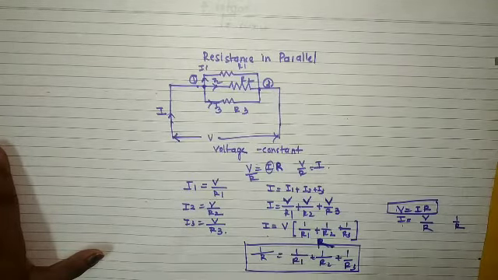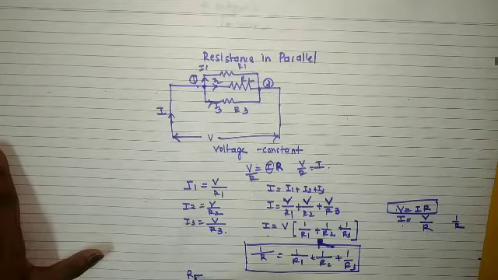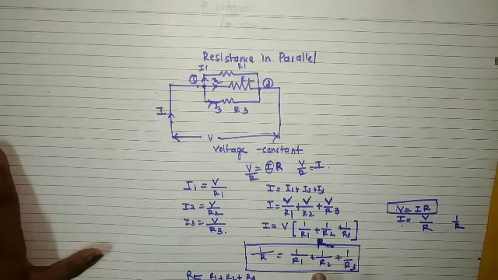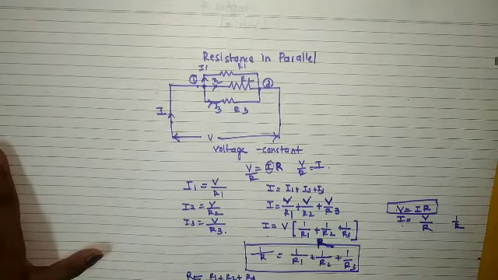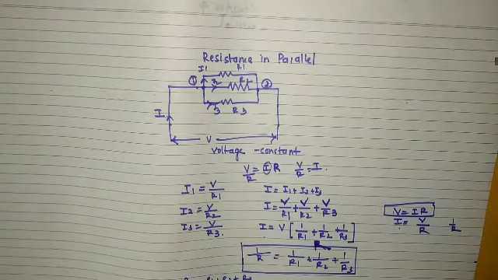And if we have to calculate the resistance in series, what was the formula in the last expression? R is equal to R1 plus R2 plus R3. This is for resistance in parallel and this is for resistance in series. We'll see the numericals in the next lecture.